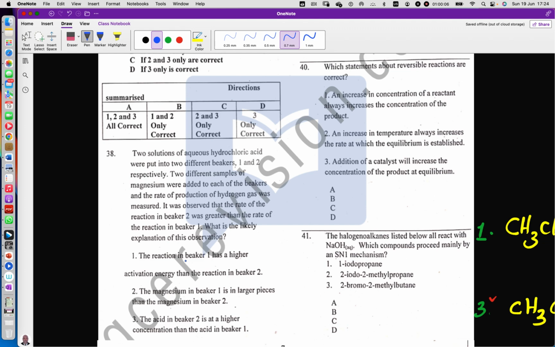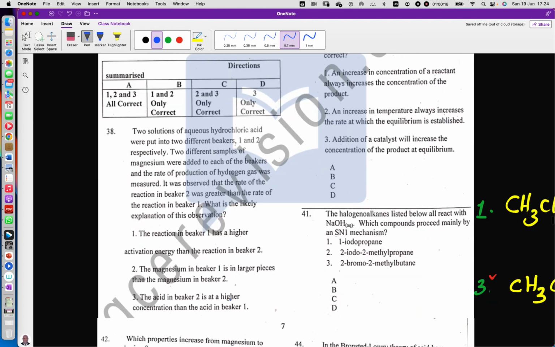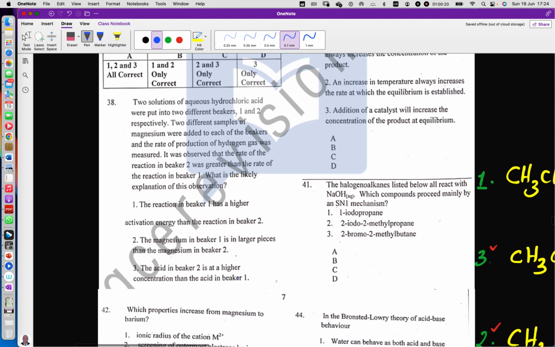It means that the reaction in beaker 1 has a higher activation energy. No. The magnesium in beaker 1 is in a larger piece than the one in beaker 2? That's not the case. It's not the larger piece that causes the rate of reaction. Instead, it is the surface area. The larger the surface area, the faster the reaction, and only smaller particles will have larger surface area. So that one is totally wrong.